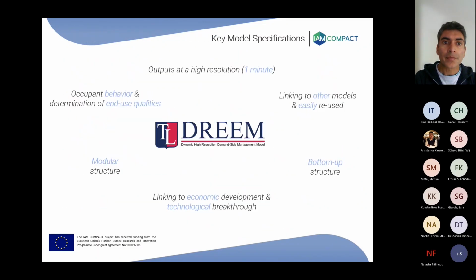So the key model specifications are that it can provide outputs at a high resolution. We can go for occupant behavior and the determination of end-use qualities. It has, again, a modular structure, can be easily linked to economic development and technological breakthroughs, and has a bottom-up structure. And we hopefully could link it to several IAM compact models.